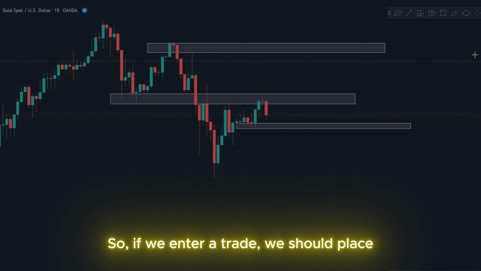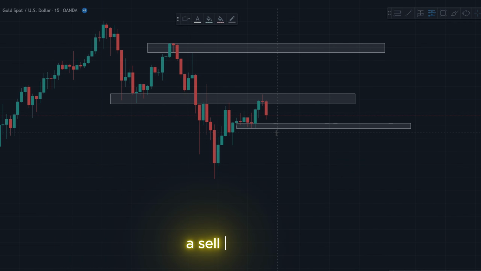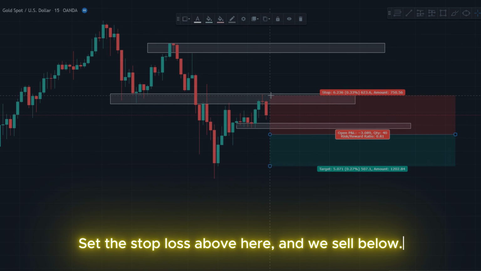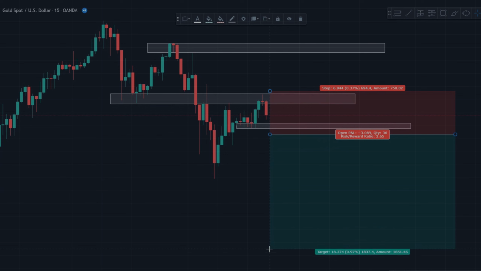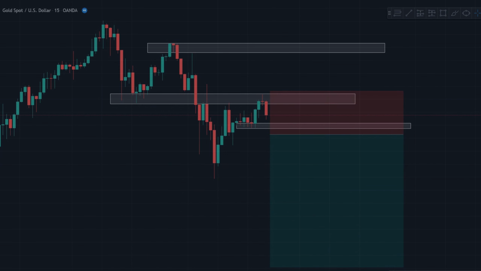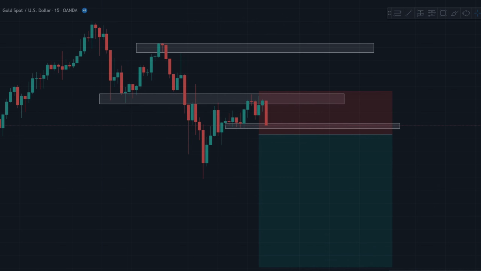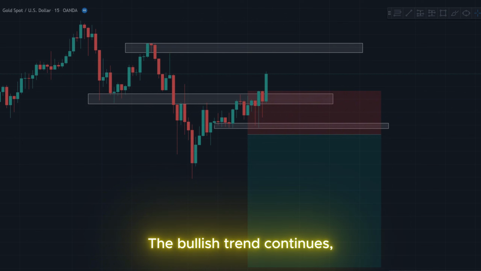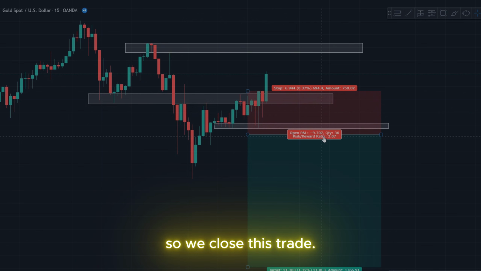So, if we enter a trade, we should place a sell stop order below this key level. Set the stop loss above here, and we sell below. This is much safer. The bullish trend continues. So we close this trade.